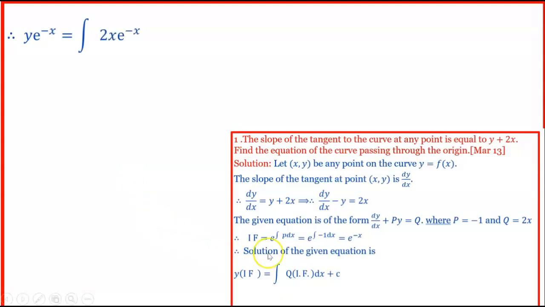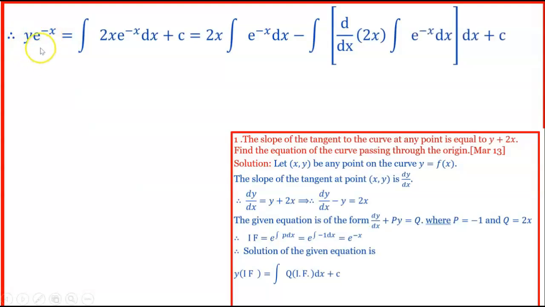Here we substitute the value of the integrating factor, that is e raised to minus x. Y into e raised to minus x is equal to integral 2x into e raised to minus x dx plus c. Now here we will integrate by parts. Here we have two functions, first is algebraic and this is the exponential. Now integration by parts: first function, 2x, into integral of the second dx, minus integral of derivative of the first into integral of second dx, plus c.